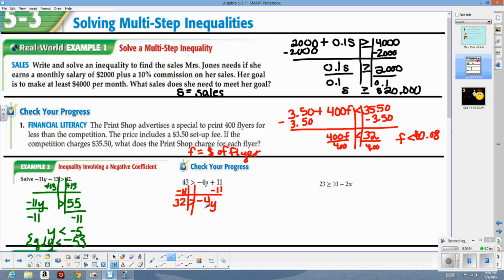Now to get the y by itself, we would divide both sides by negative 4. 32 divided by negative 4 is negative 8. Since we divided by a negative, we have to flip the inequality symbol around. And then we're going to rewrite our final answer with the variable first. So it's all real numbers y such that y is greater than negative 8.